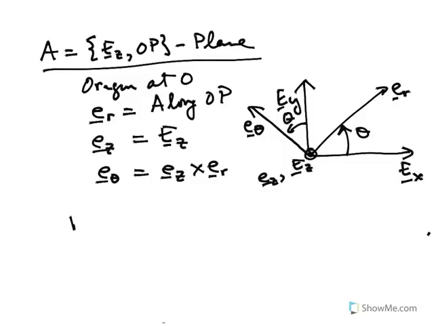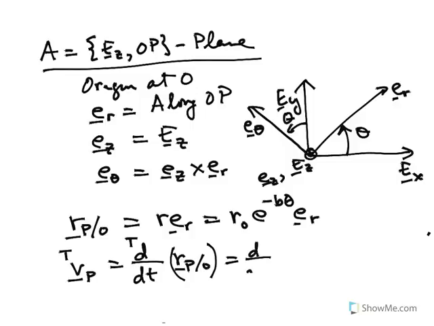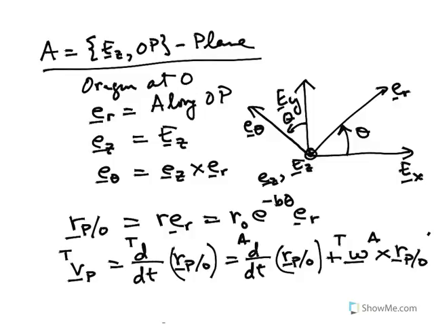Now, the position of P relative to O is going to equal R ER, but R in this case is equal to R0 times e to the minus b theta times ER. So the velocity of point P as viewed by an observer fixed to the track is equal to the rate of change in the track of the position of P relative to O, which is equal to the rate of change in A of the position of P relative to O, plus the angular velocity of A and T crossed with the position of P relative to O.